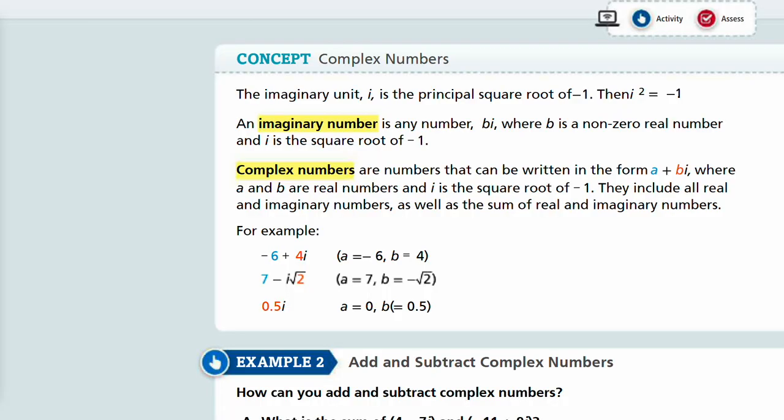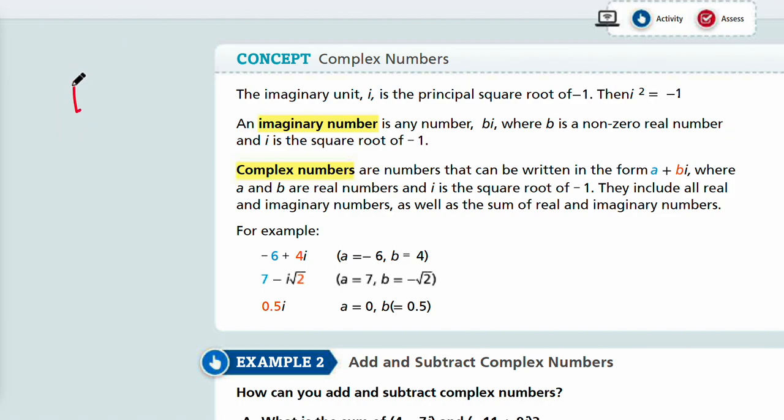Algebra 2, Lesson 2-4, Complex Numbers and Operations, Example 2. Before we move on to Example 2, we have to talk about this concept, complex numbers. The imaginary unit i is the principal square root of -1.